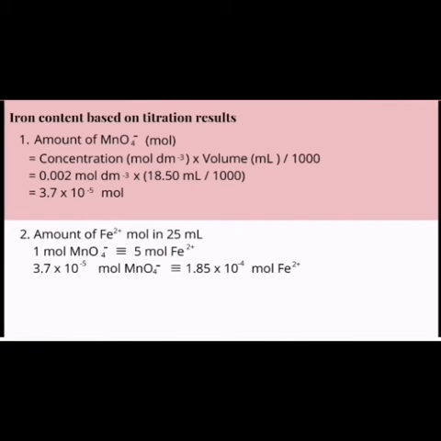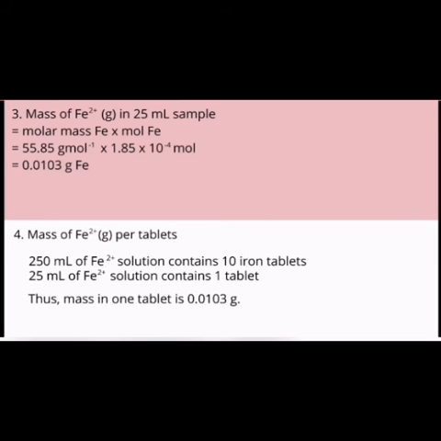Next, using the values obtained from the experiment, first we have to find the amount of manganate ion and then compare it using the mole ratio to get the amount of Fe2+ ion. Then find the mass of Fe2+ ion in the 25 ml sample by multiplying the molar mass and the number of moles. The value obtained from the calculation is the experimental value. Lastly, compare the experimental value and the theoretical value.